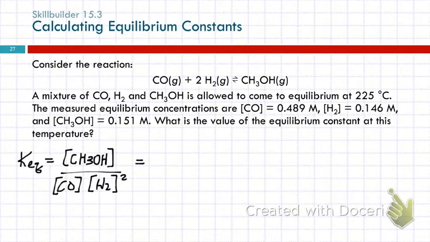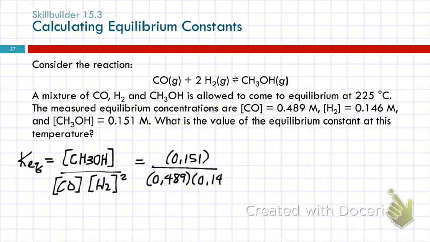So then we plug our numbers in, being careful to get them in the right places. So we got 0.151 in the numerator. The carbon monoxide is 0.489, and the hydrogen is 0.146, and that has to be squared. Okay? So again, if you want to multiply down there, you need to put parentheses around the whole denominator. It's not how I do it, but it seems to be what most students would rather do.